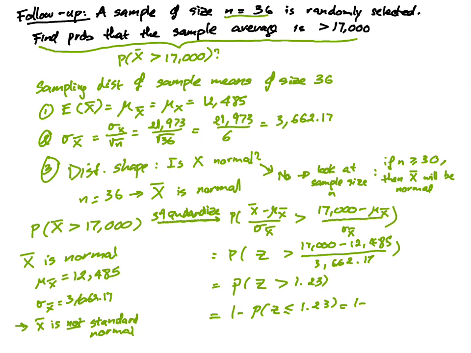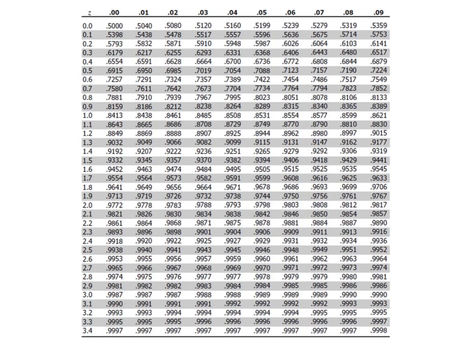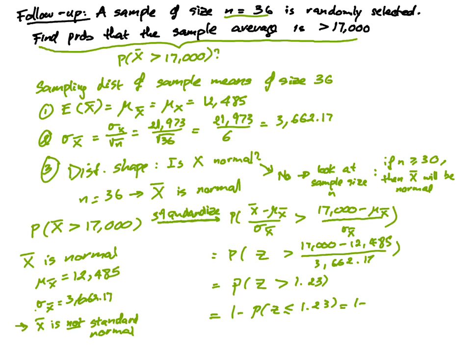Okay, so now you just need to go to the table, look for 1.23 in the margin, and get the probability. So we go to row 1.2, look under column 0.03, and that gives us a probability of 0.9807. So if you do the math, this gives us 0.1093 as the answer. Okay.